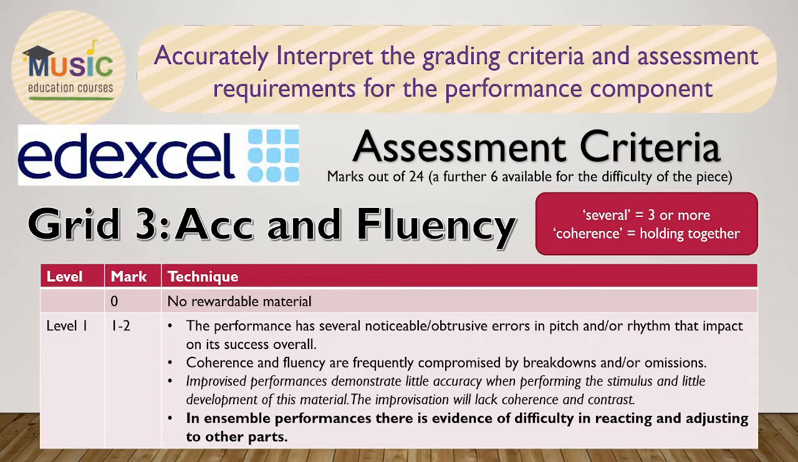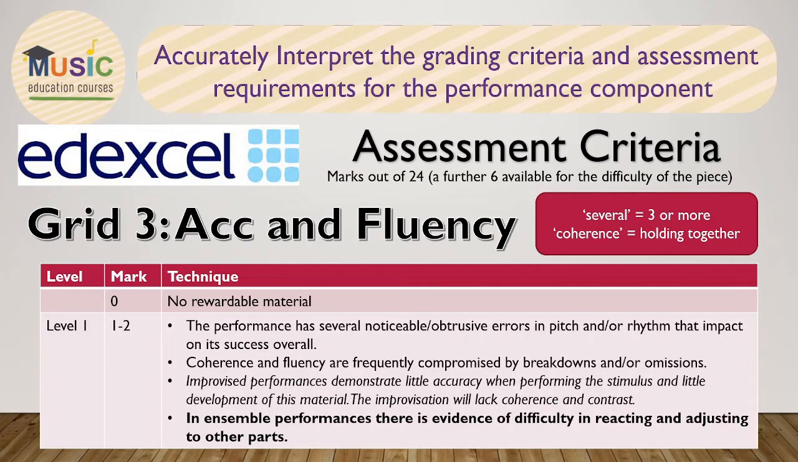Coherence, which means holding together, and fluency are frequently compromised by breakdowns and or omissions. So the whole performance breaks down, you need to stop and start again. Or omission, a part is missing. Improvised performances demonstrate little accuracy when performing the stimulus and little development of this material. The improvisation will lack coherence and contrast.